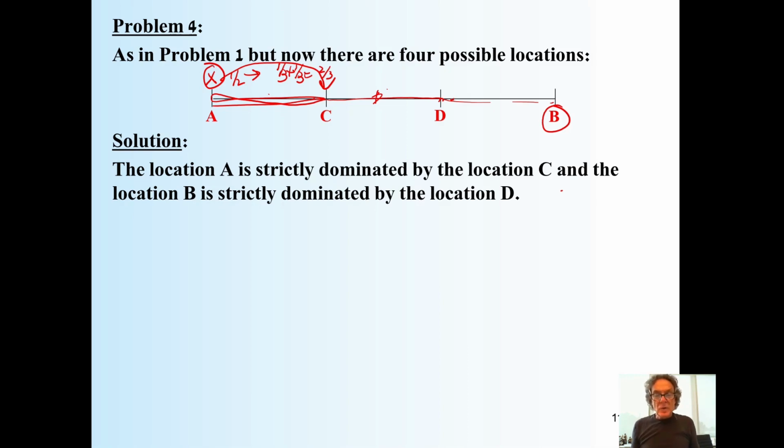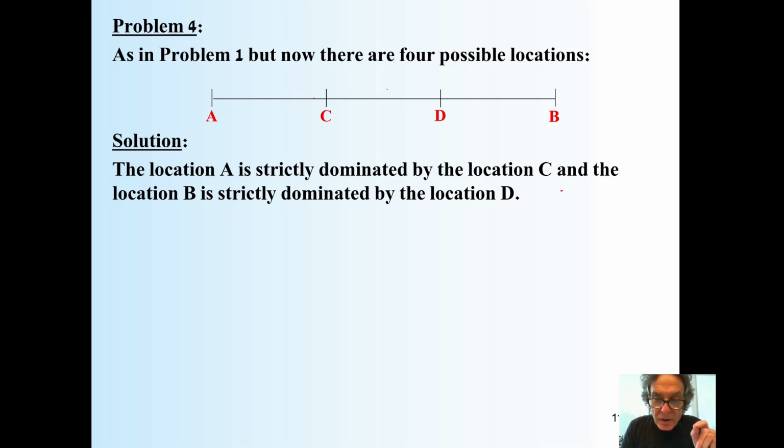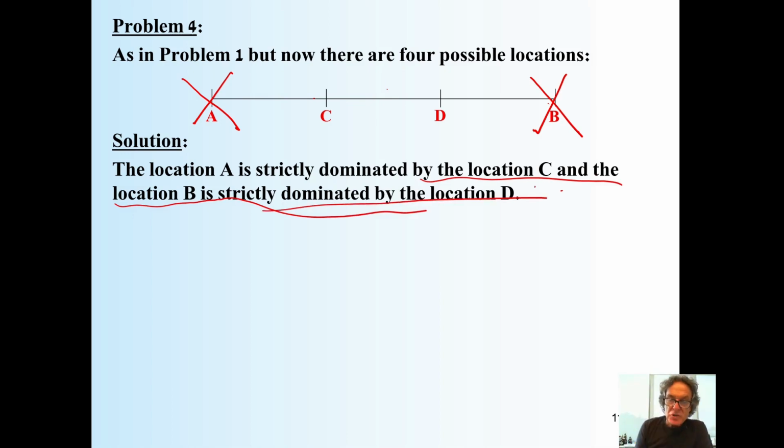Okay. What did I prove to you? That being in C is better for me than being on A, no matter where the other one is located. Therefore, A is strictly dominated by C. And similarly, B is strictly dominated by D. So we should eliminate them. The location A is strictly dominated by location C, and the location B is strictly dominated by location D.